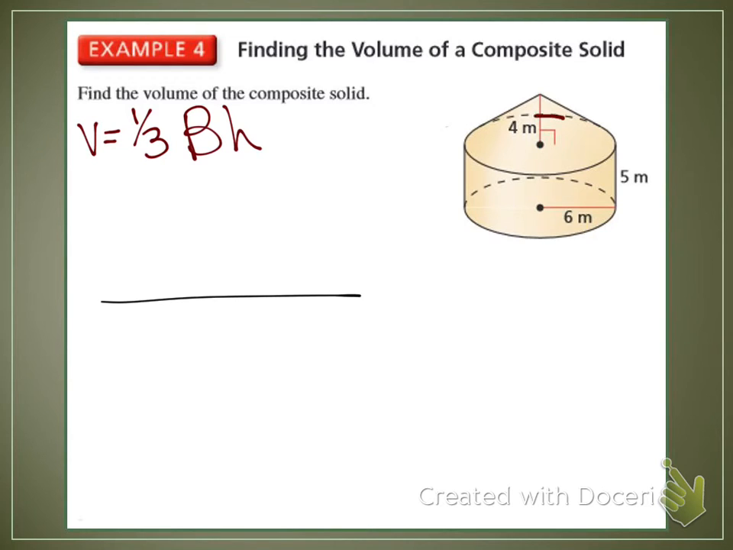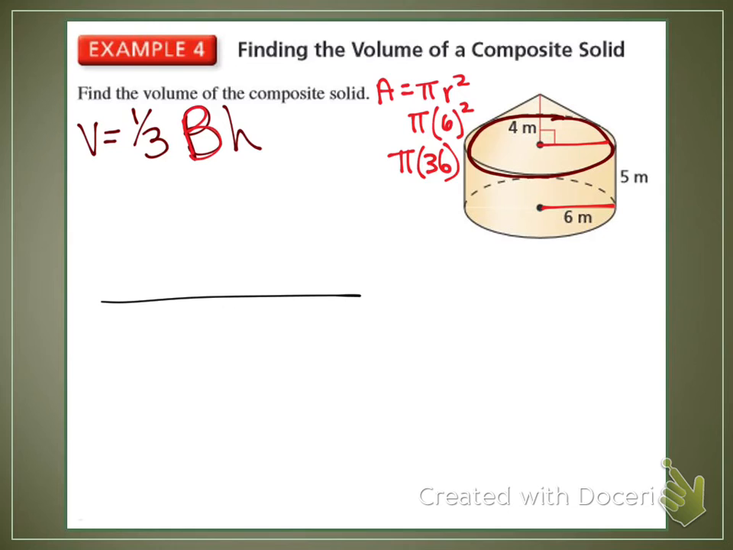So the shape of the base is a circle. So we want to find the area of the circle using pi r squared. What is the radius of the circle? 6. Pi times 6 squared. So pi times 36, what do we get as the area of our base? 113.04. And then times the height of the cone only. 4.